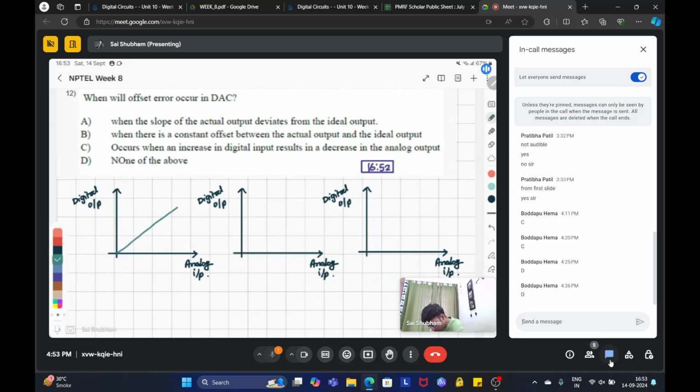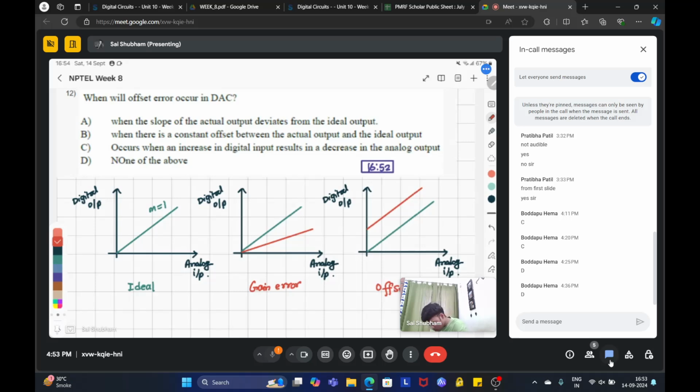So ideally, the slope should be 1. But if the slope is less, we call it gain error. Suppose the slope is correct, but we have something like this. So that is called offset error.